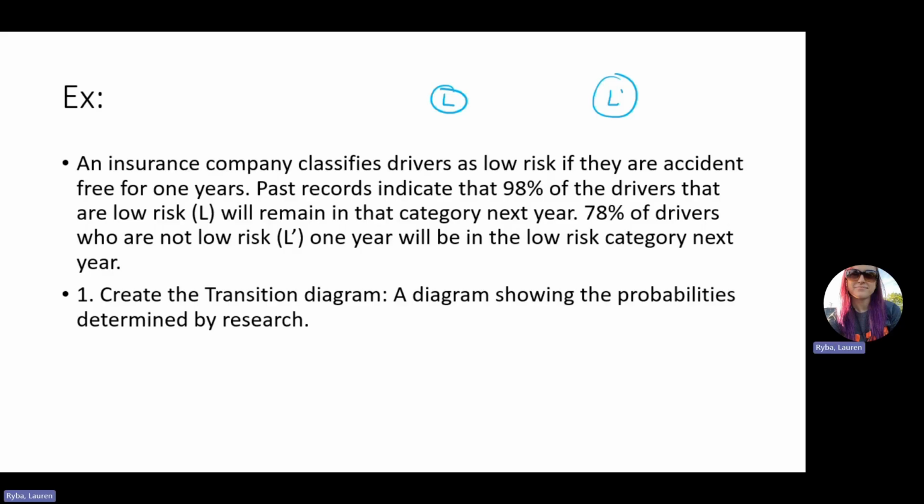The first statement that we have with a probability says past records indicate 98% of the drivers that are low risk will remain in that category. So what I'm going to do is draw an arrow from L back to L because they're staying within that group. Now 98% is 0.98.